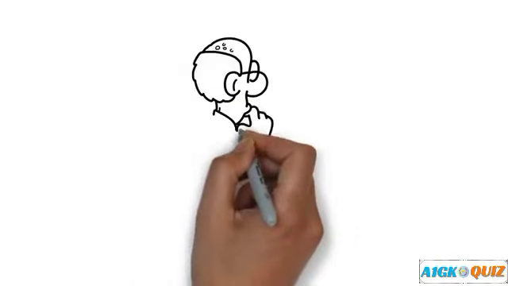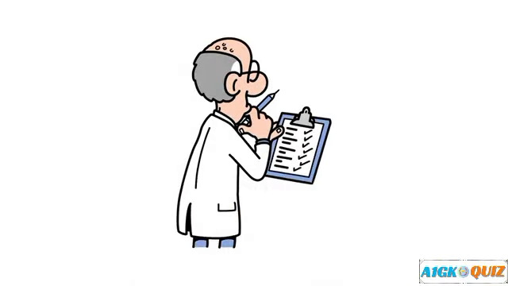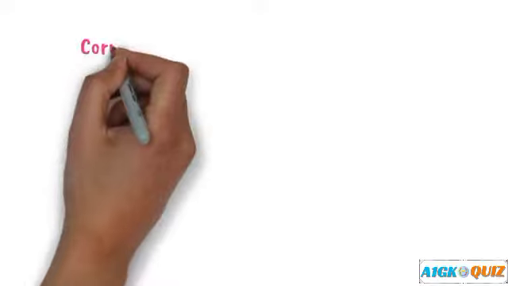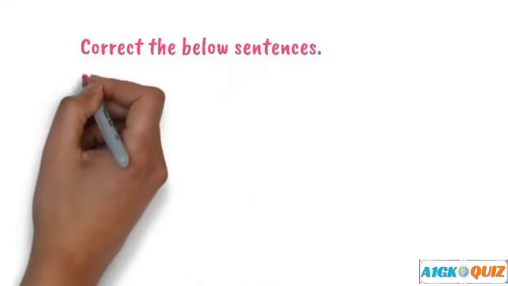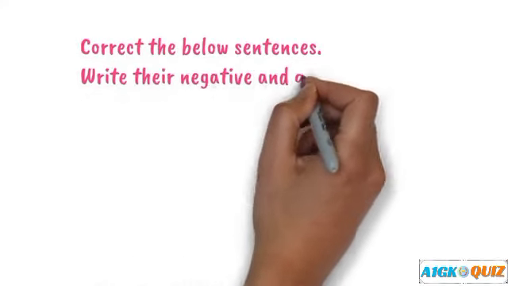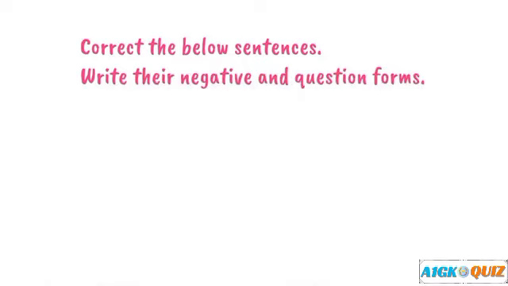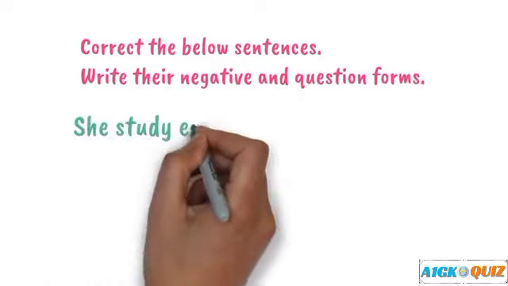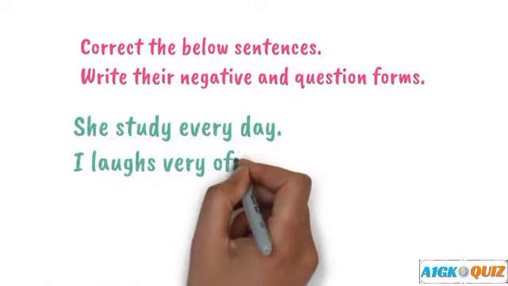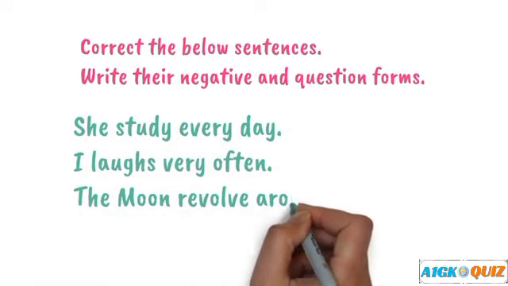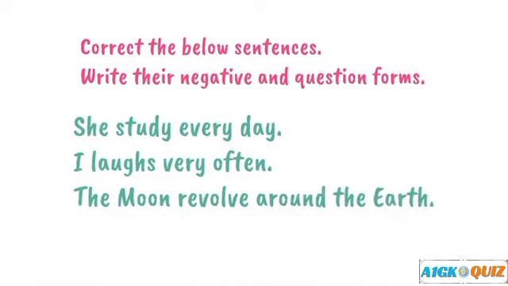We all know that practice makes us perfect. So let's test your profound knowledge by correcting the below sentences and also writing their negative and question forms. The sentences are, she studies every day. I laughs very often. The moon revolves around the earth.